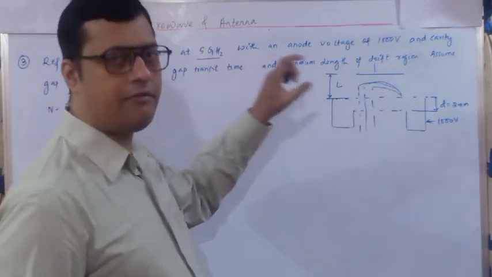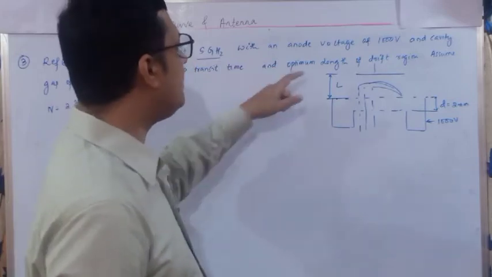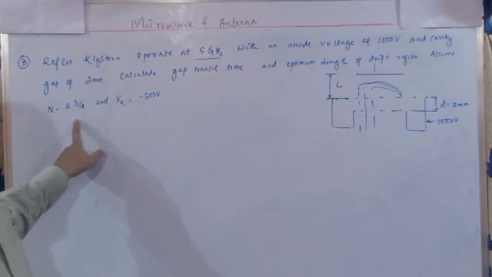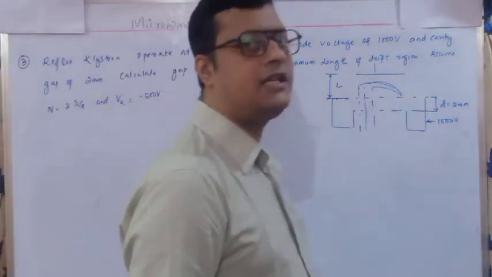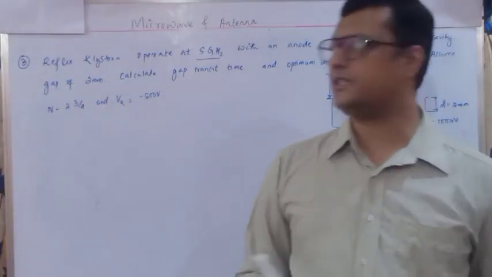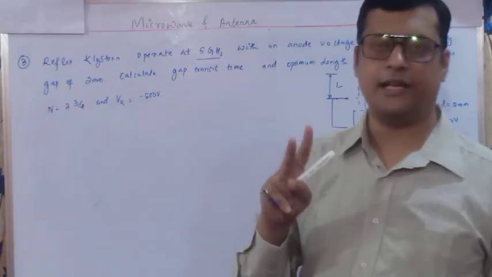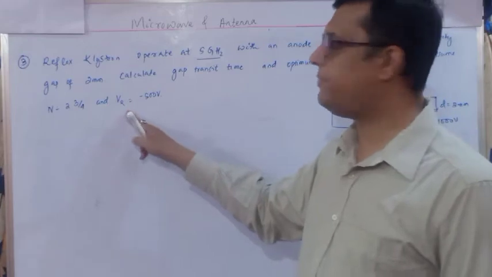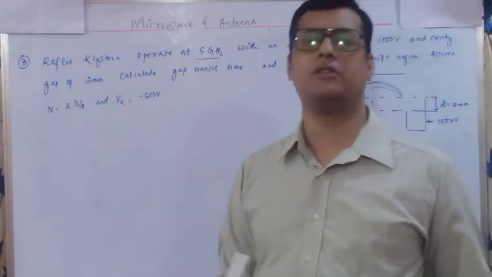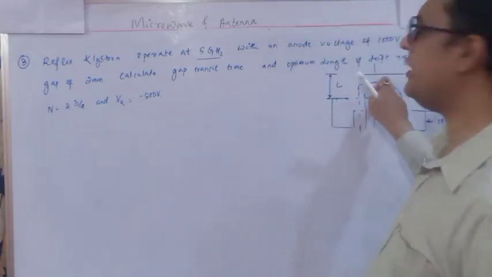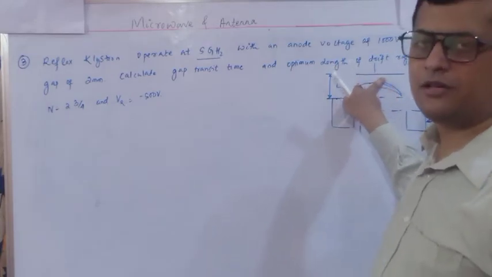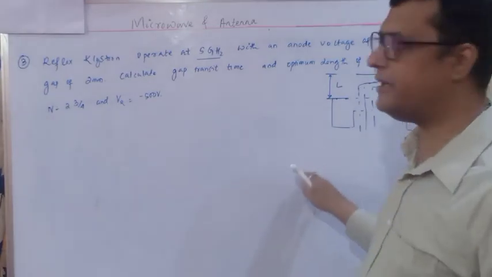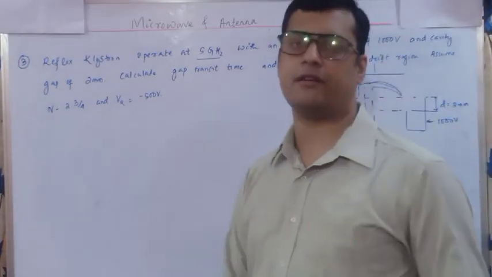So we have to calculate time and then this length, or anyone we will calculate first, then we will proceed. And what are the things? Assume that N equals 2 3/4. N equals 2 3/4 means the number of modes. Here capital N is 2 3/4 means small n value is 2. And the repeller potential is minus 500 volt given. Means the repeller is given a negative potential so that the electrons will return back to the cavity. So that potential is minus 500.